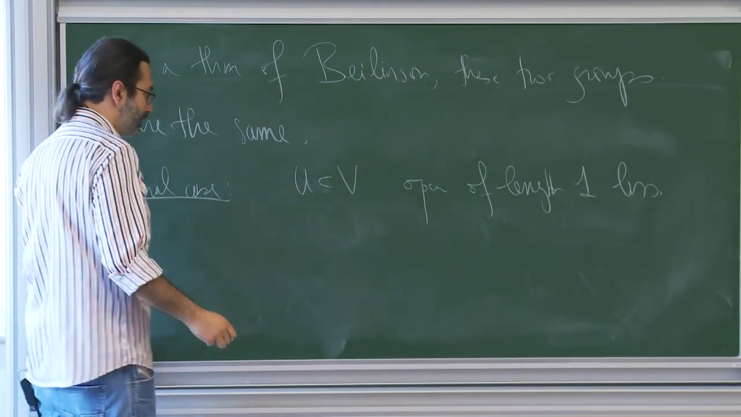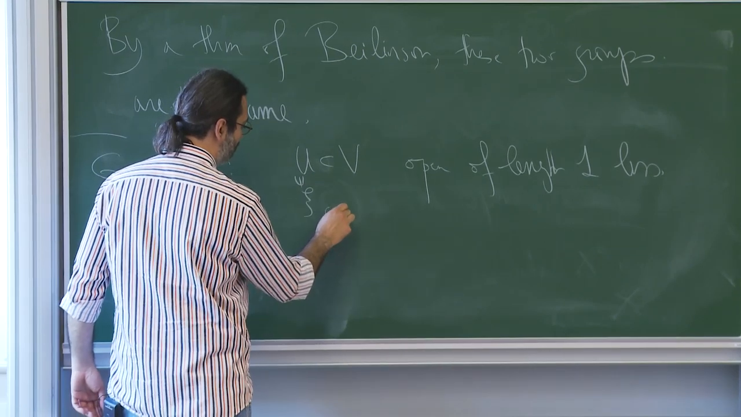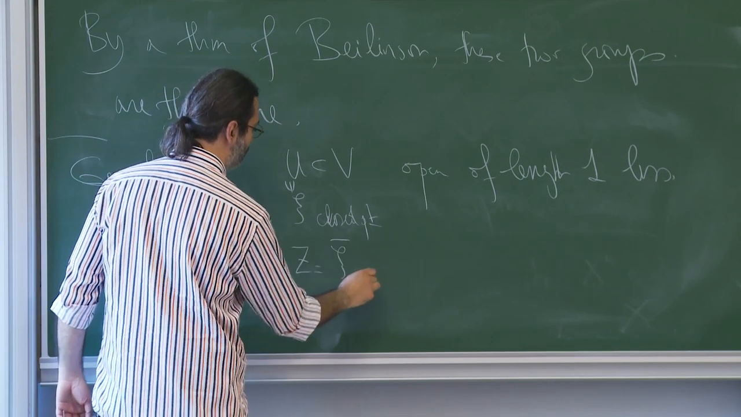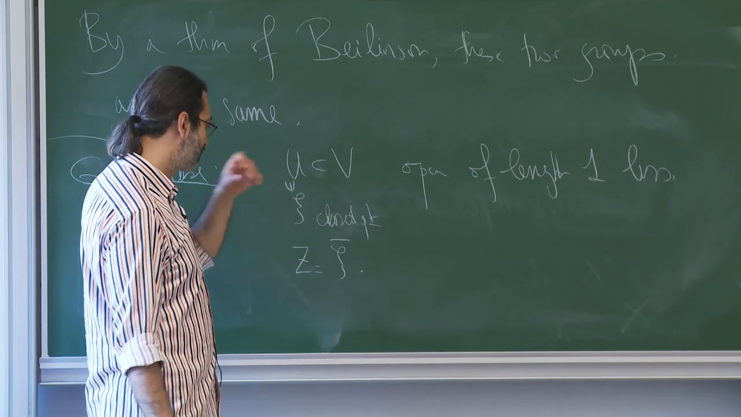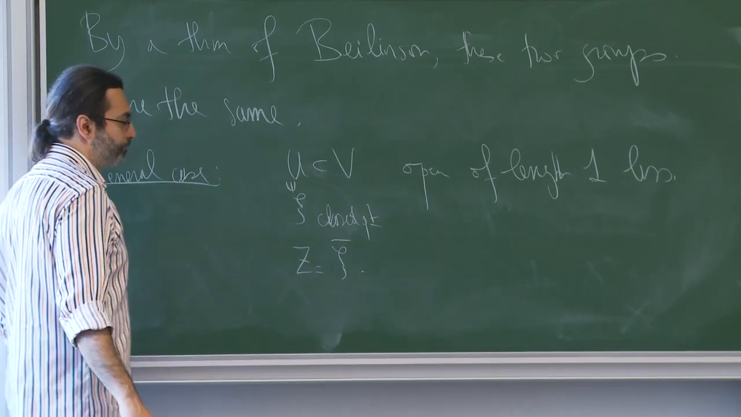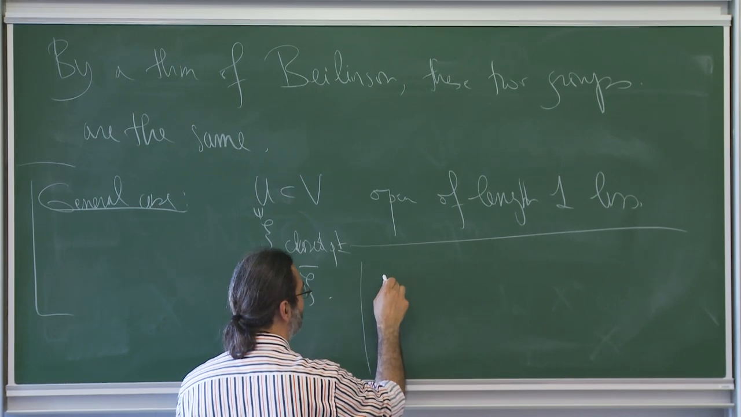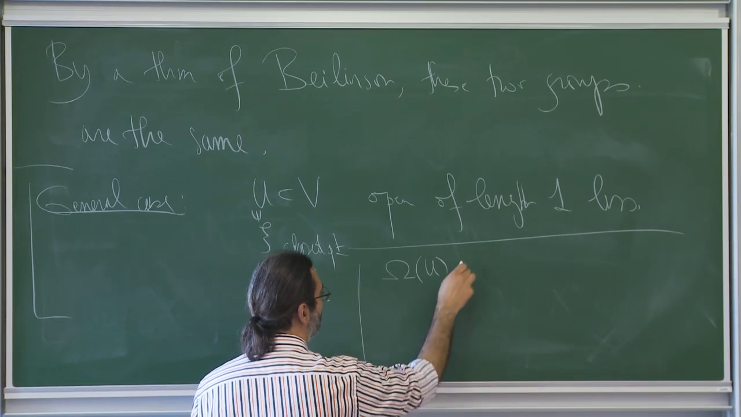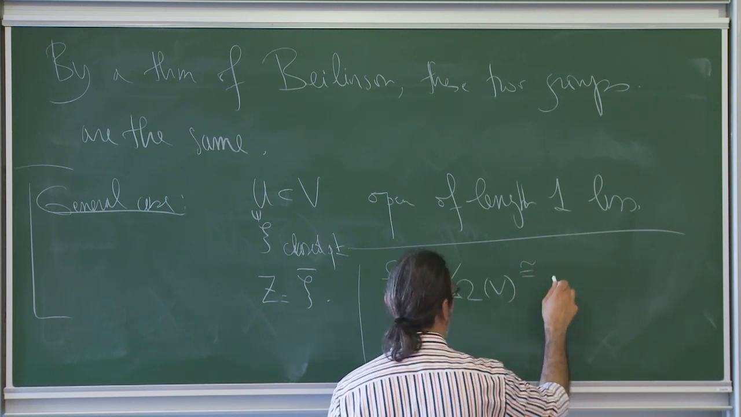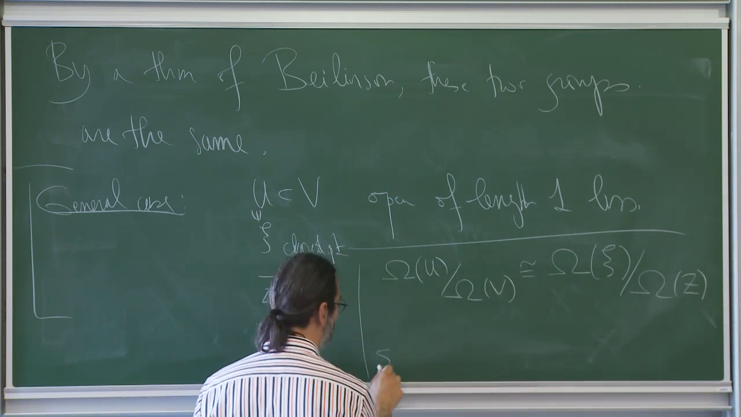The idea is that let Xi be the closed point and let Z be the closure. Then D is the spectrum of a valuation ring of height 1, of length 1. One shows that if you look at Omega U over, so the cone, or the cofiber, then this is the same as Omega Psi over Omega Z, and the same for the other.